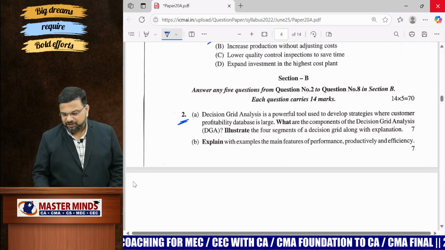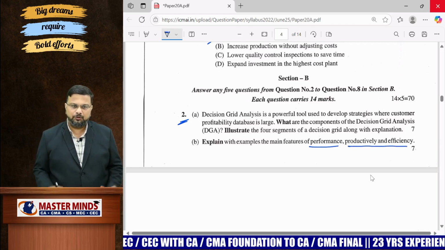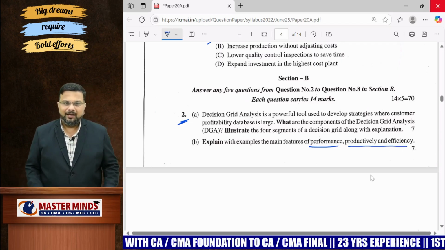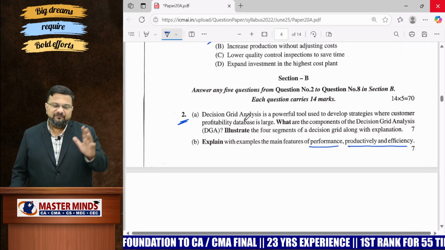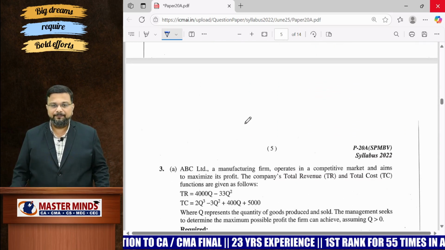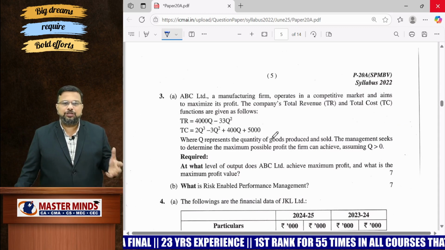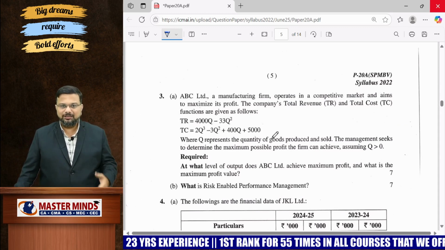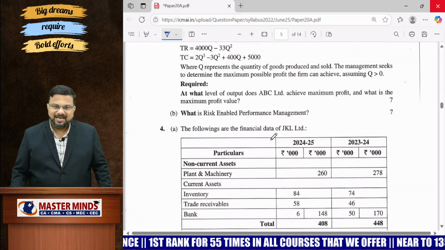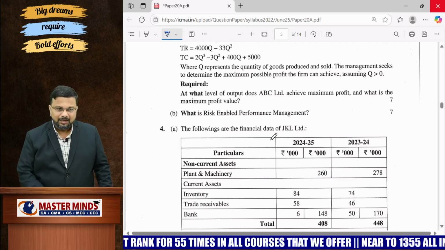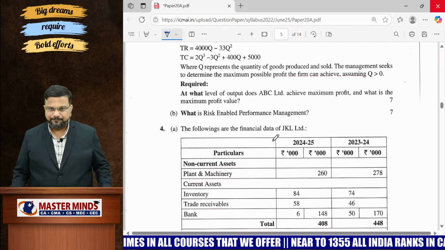B is about the main features of performance, productivity and efficiency. We have performance as a separate question and productivity and efficiency as a separate question. You have to combine these 2 questions together, okay, and write the important features of all the 3: performance, productivity and efficiency. So that is from the first chapter, first module, okay. As expected, you will definitely have a question on maximax and minimax, an easy question, given for 7 marks, okay. And you have risk enabled performance management, that is from enterprise risk management, okay. That is the last chapter.